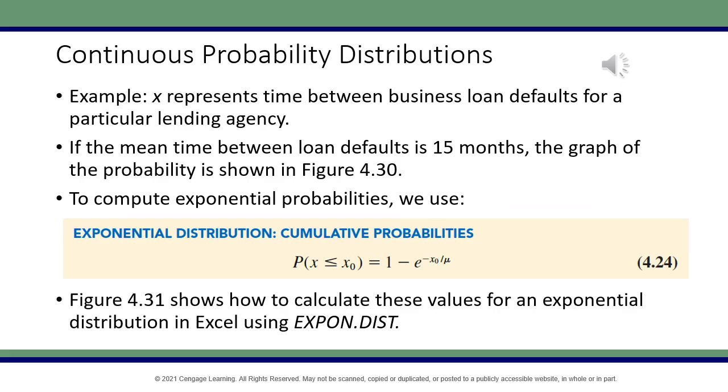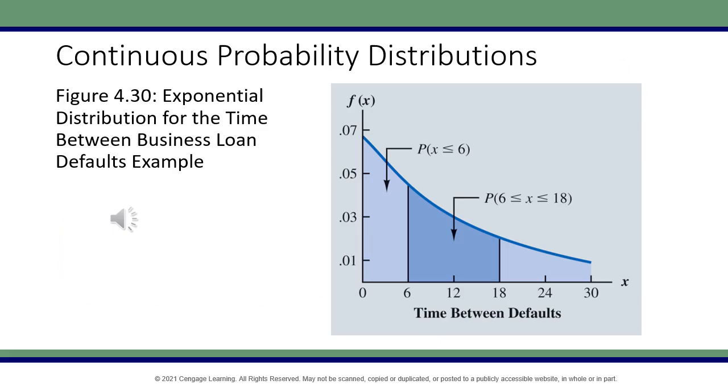If the mean time between loan defaults is 15 months, we can graph the probability density function as shown in Figure 4.30. The graph shows a curve that starts high and decreases rapidly, then tapers off as X increases. This shape is characteristic of the exponential distribution and reflects the fact that shorter times between events, in this case, loan defaults, are more likely than longer times.